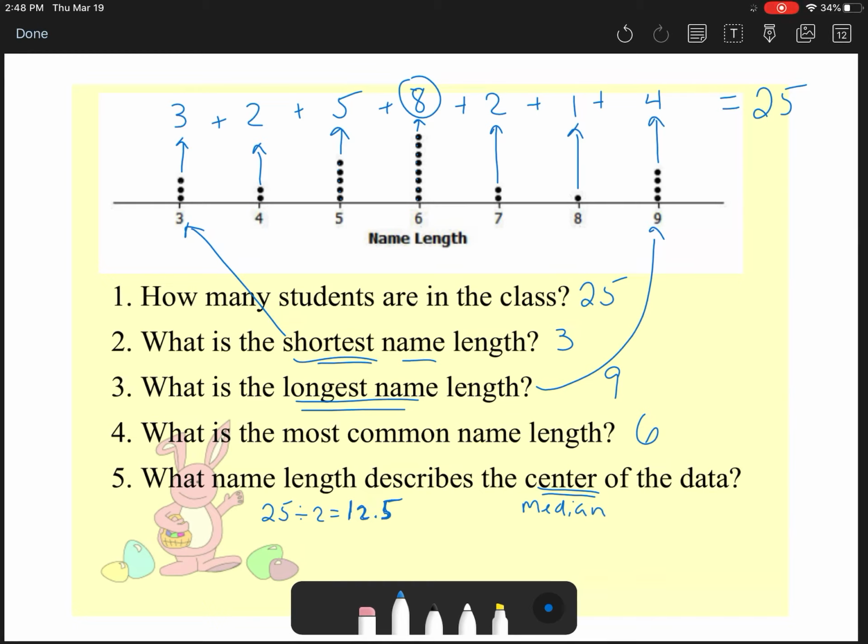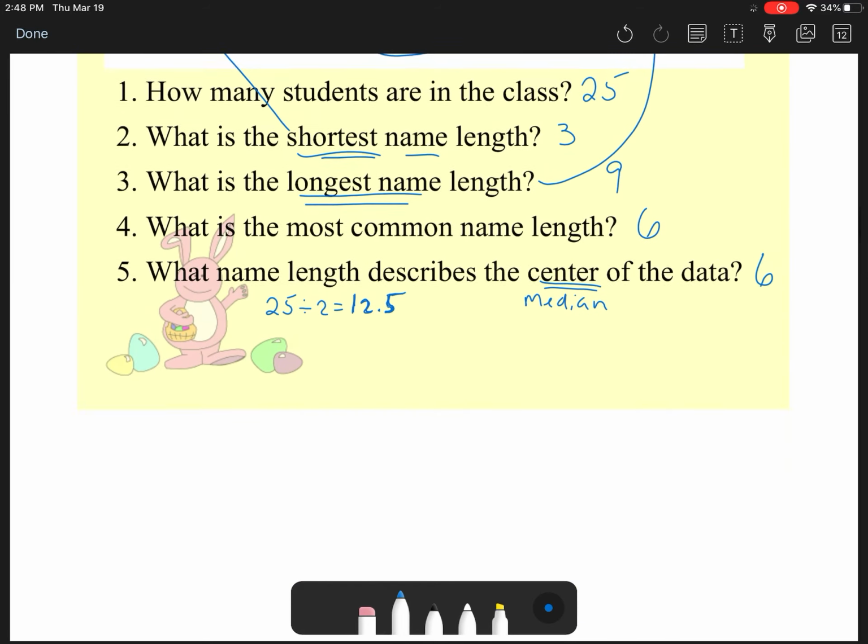Let's take a look. We count from either end. It doesn't matter which way you count. If we count from the beginning, 1, 2, 3, 4, 5, 6, 7, 8, 9, 10, 11, 12. So this is the 12th dot, and this is the 13th dot. Both of them fall in the number length of 6. So that's the number length that describes the center of the data. Okay, so like I said, same thing as defining the median.